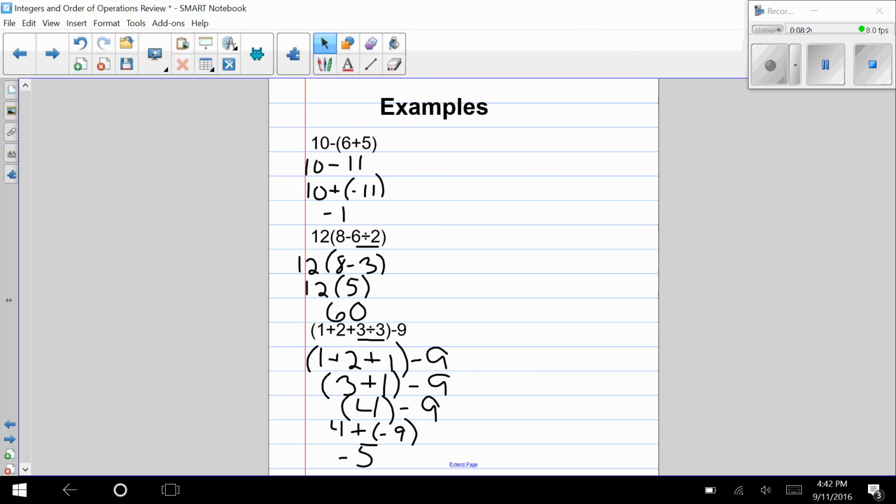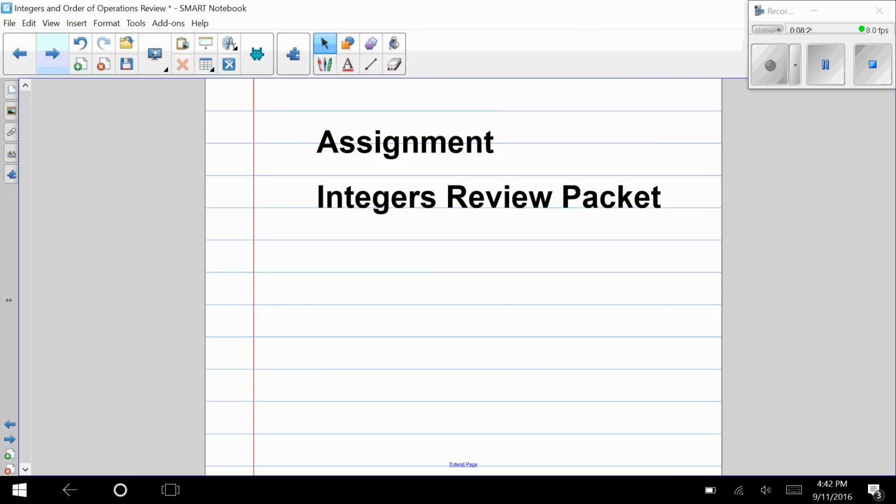This is a quick review of your integer rules, and here's your assignment, the integer review packet.